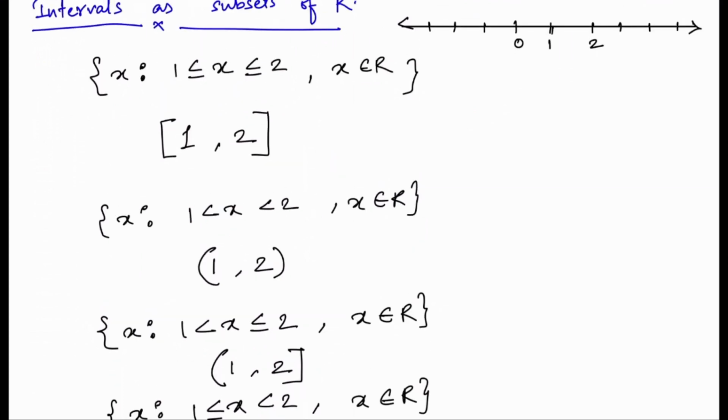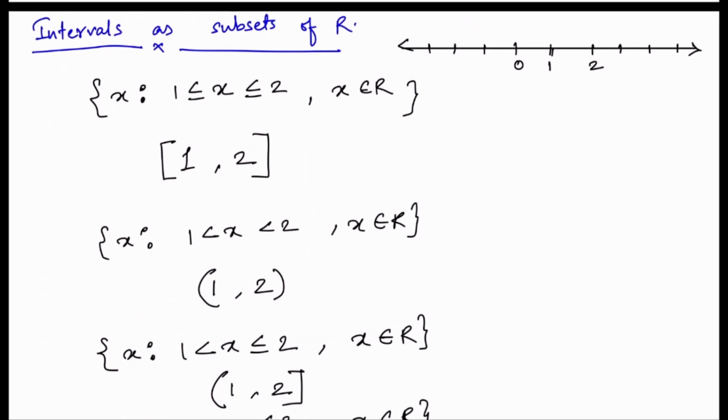So this is how we represent a set of continuous real numbers in interval form. The point to be noted is that all the elements have to be real numbers. We represent this only for real numbers, and every interval will always be a subset of the set of real numbers.